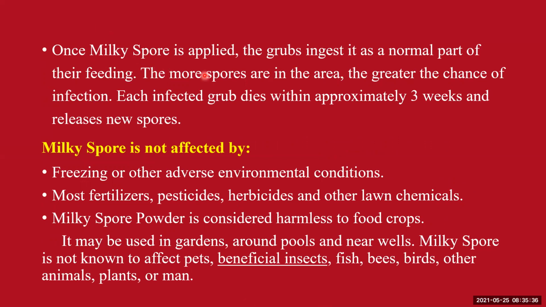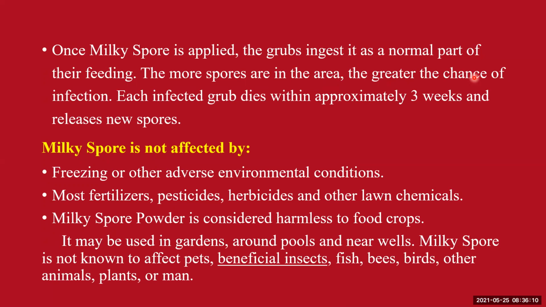Now, once milky spore is applied, what is milky spore? Actually, it is the powder form of the organism Bacillus popilliae, or you can say the spore suspension. When you apply the milky spore on your lawn soil, what will happen? The Japanese beetle grubs will ingest the milky spore. That means they will ingest the Bacillus popilliae as if it is a normal part of their feeding.